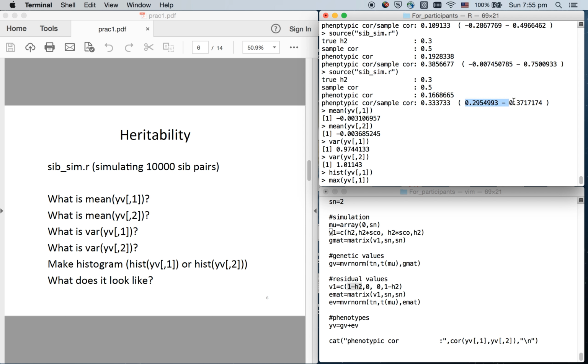This confidence interval actually includes the true heritability, right? 0.3 is between here. So the estimation is quite unbiased, given the confidence interval.